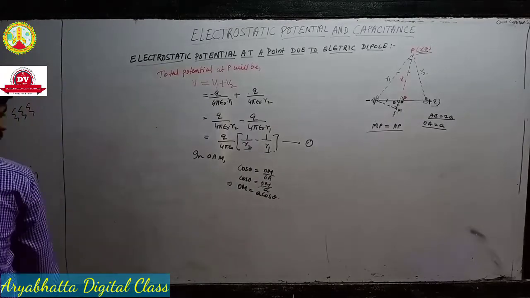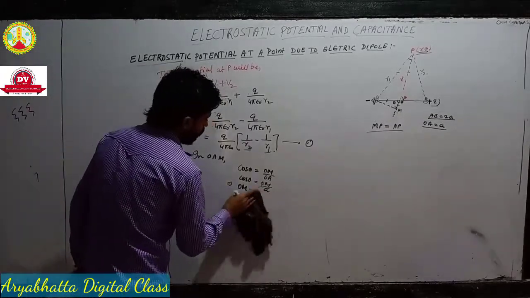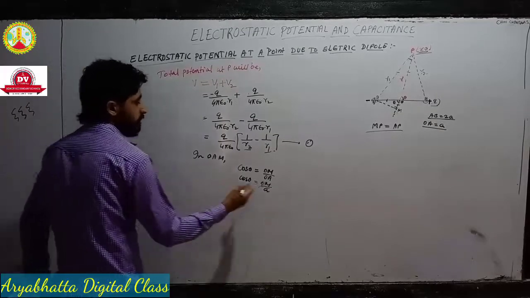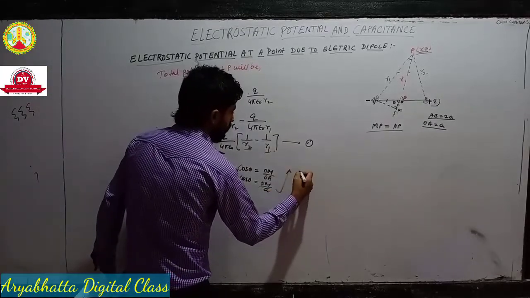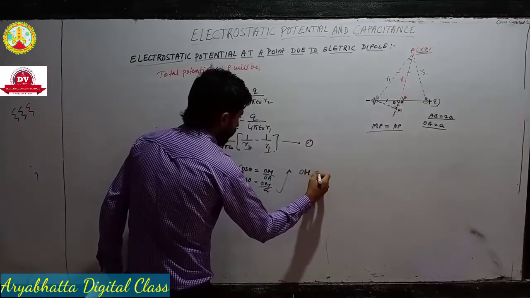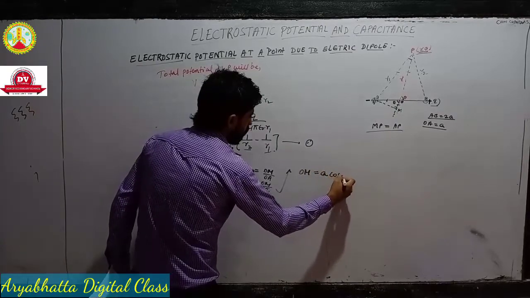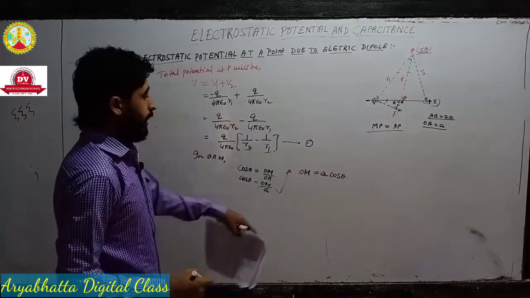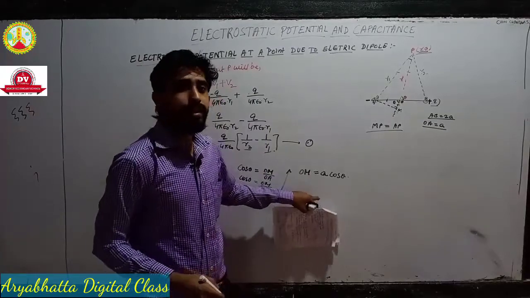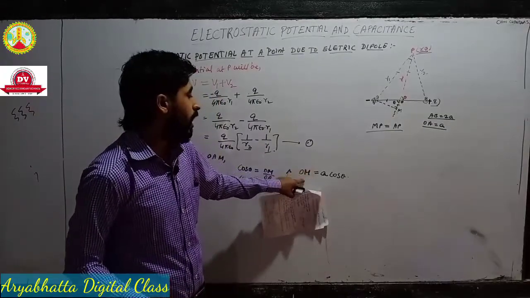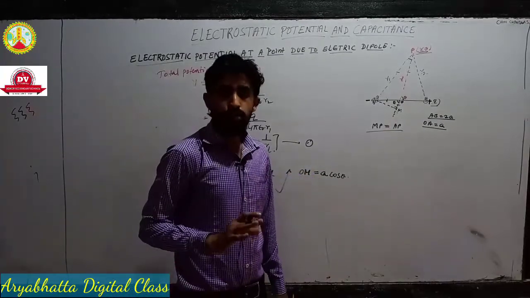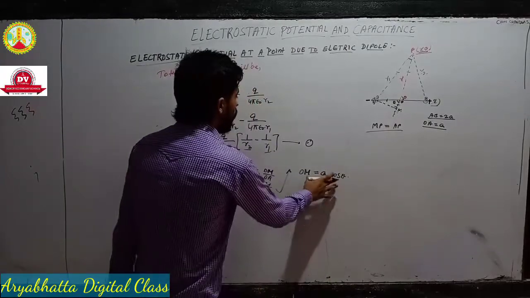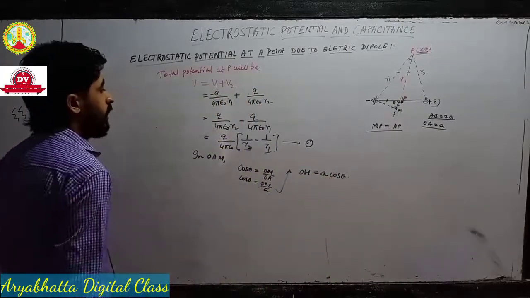So I can just write in a straight manner, OM is equal to A cos theta. It is always better. See, the main thing is this only, right? You need to understand how this OM came. So OM is equal to A cos theta.